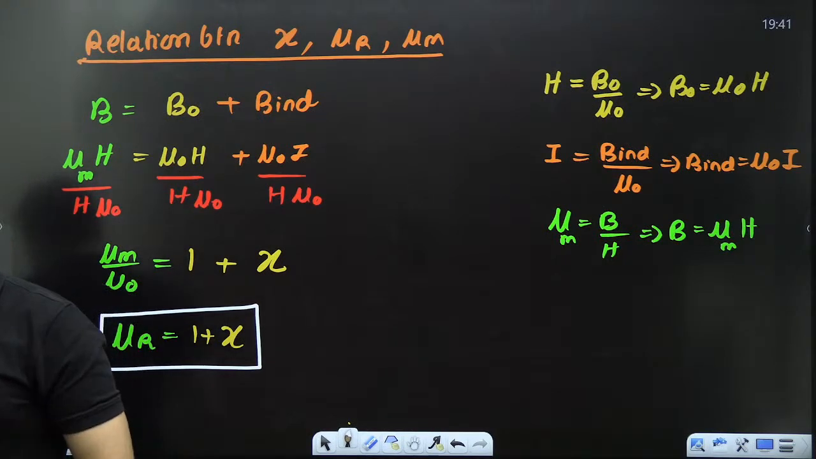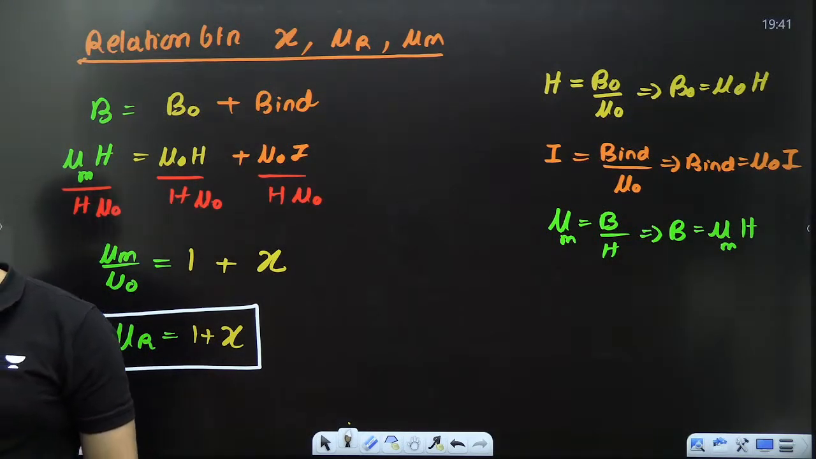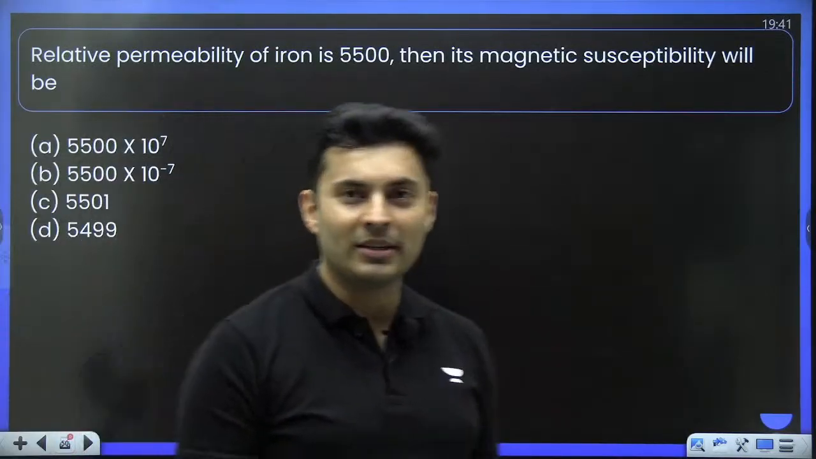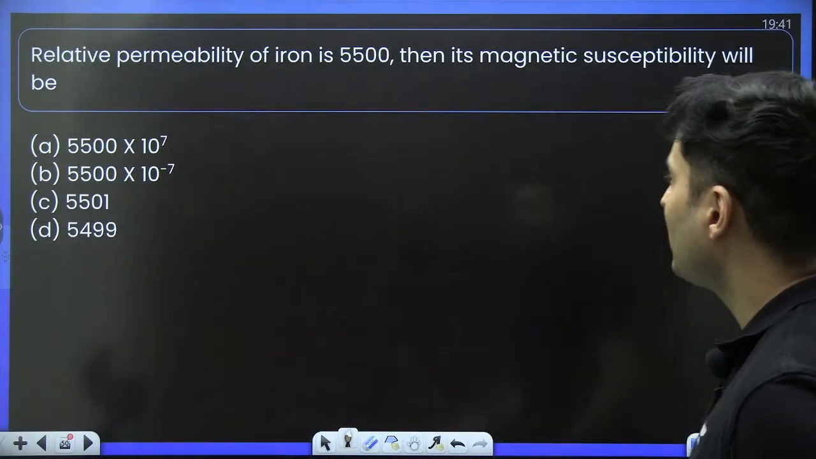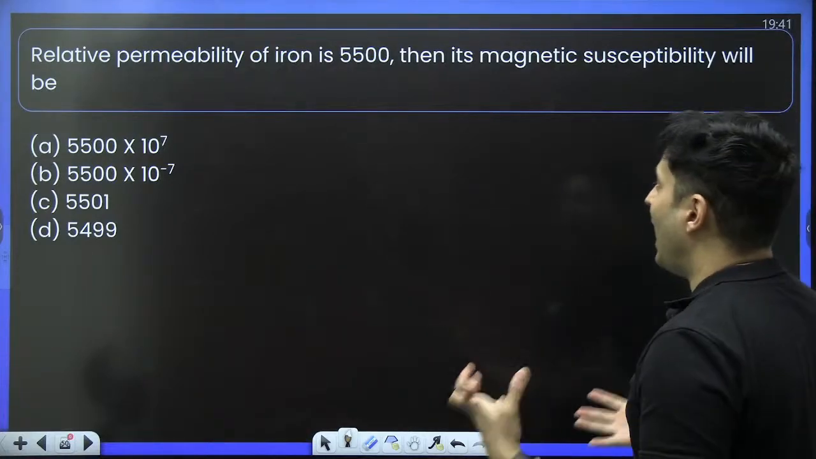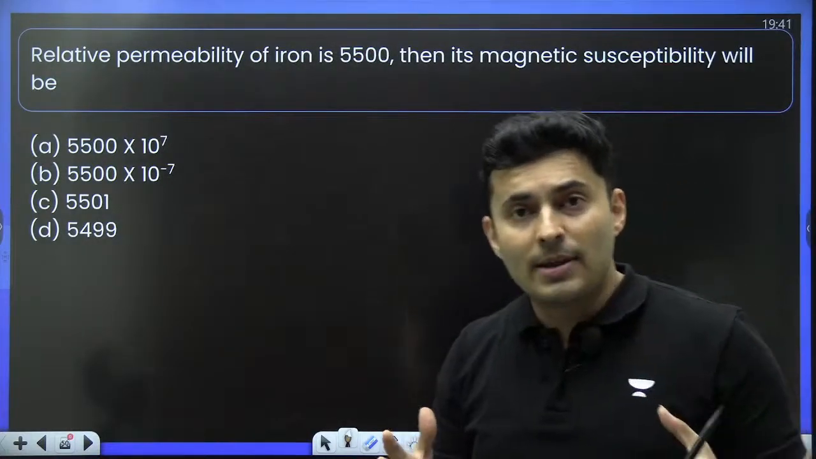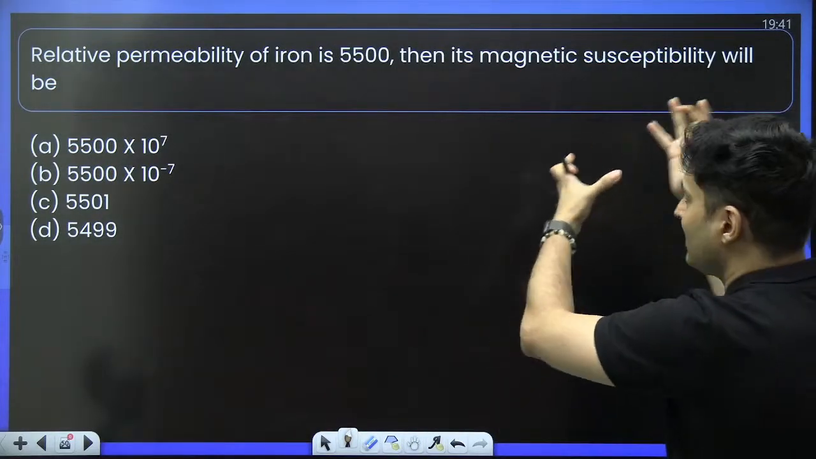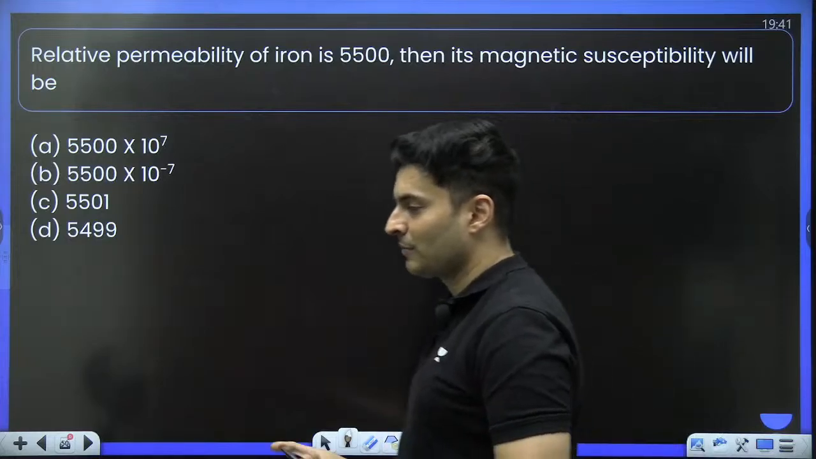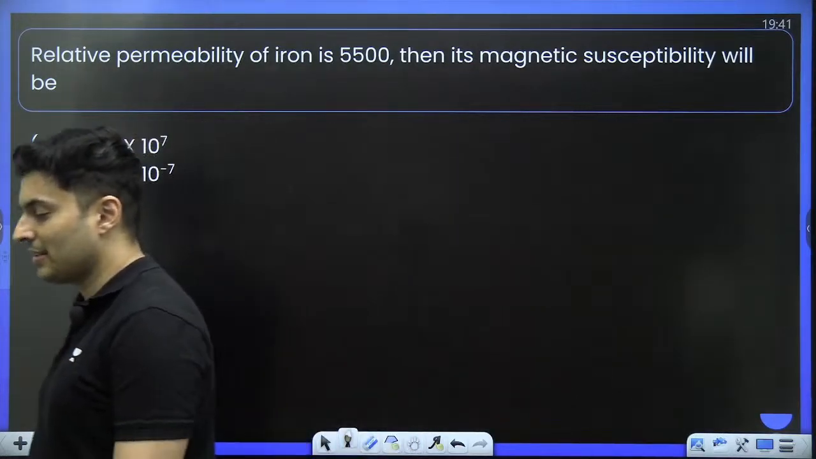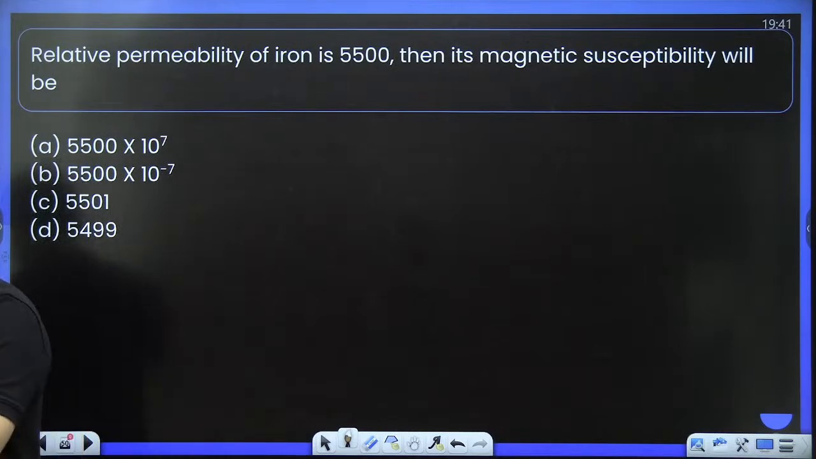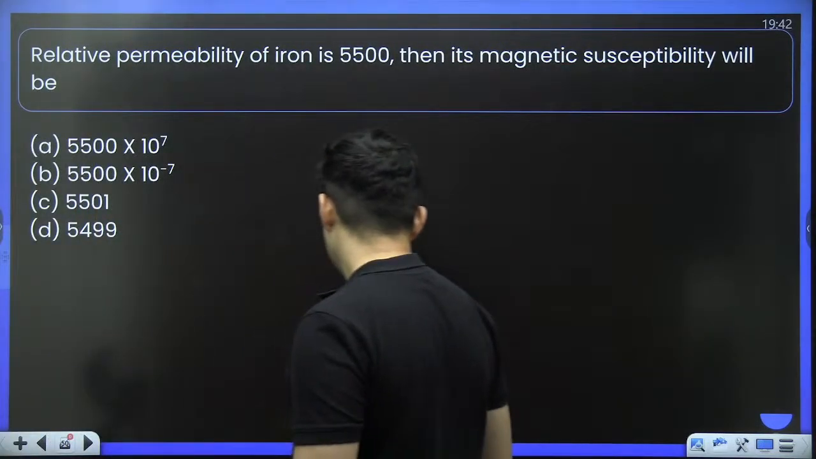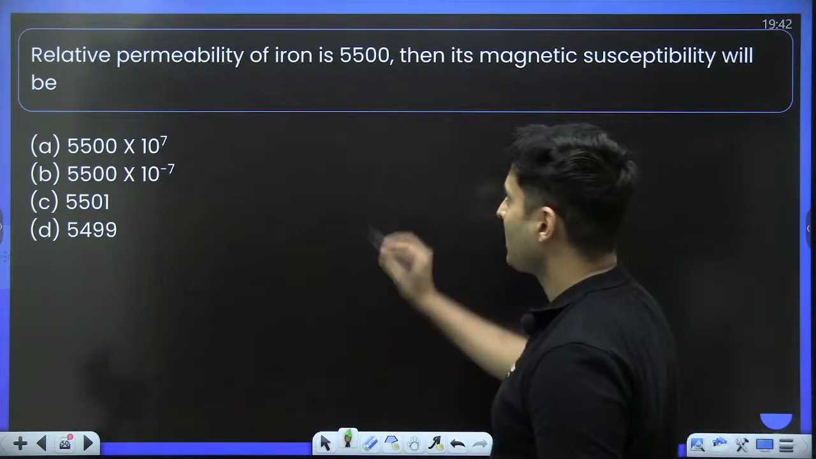Great. Alvin, I'll let you know. Let's do some questions based on this. Here is the first question coming up on your screen. Try to answer this. If the relative permeability of iron is 5500, then its susceptibility is how much? Everybody should be able to answer this. Then how much is its susceptibility? Anish saying D. Come on. What about others?